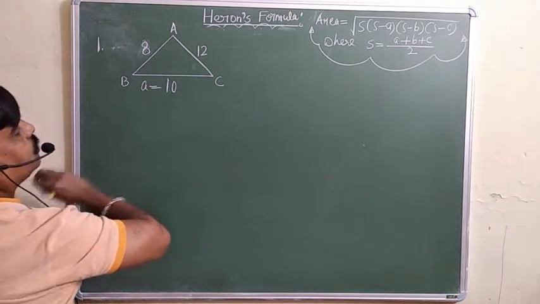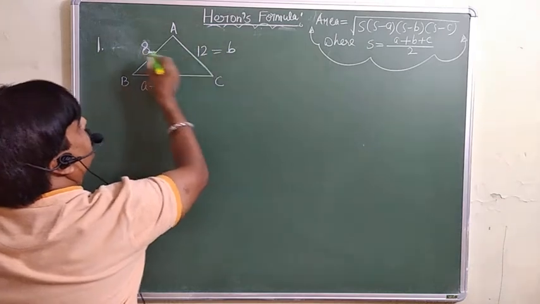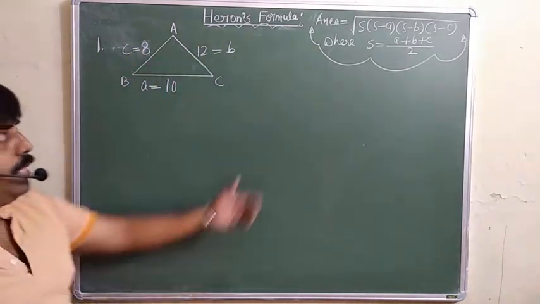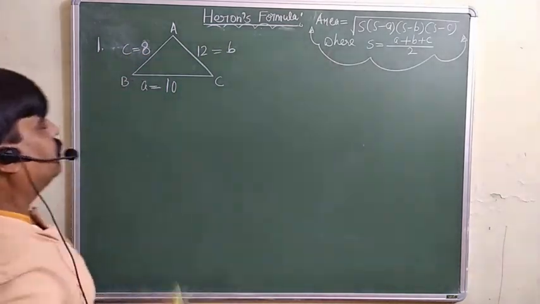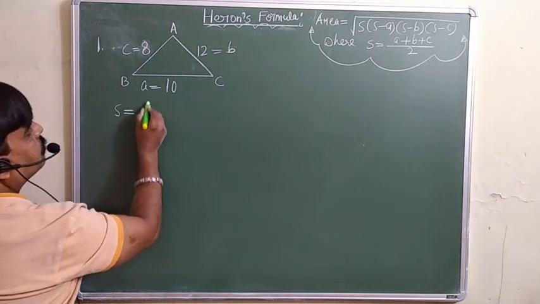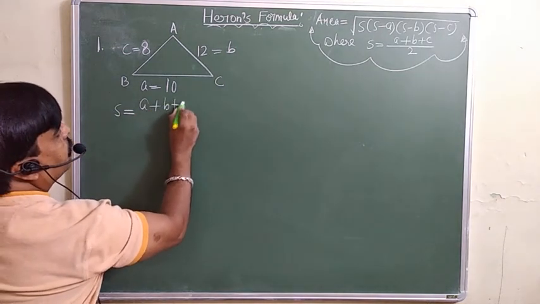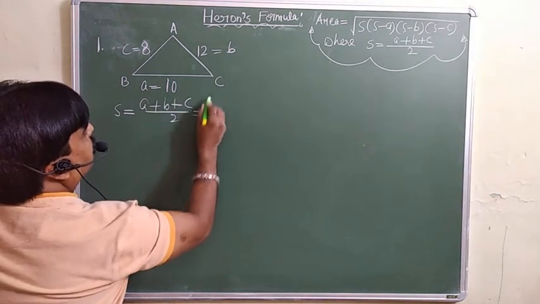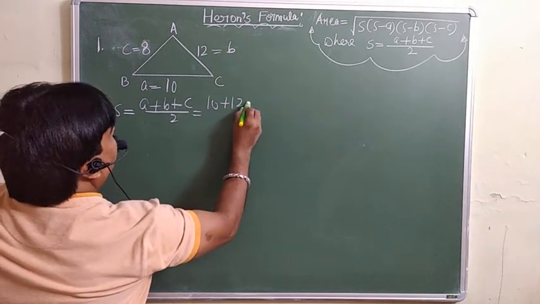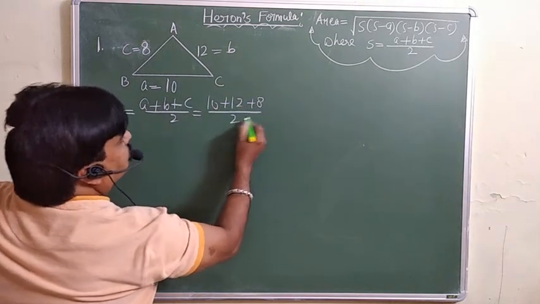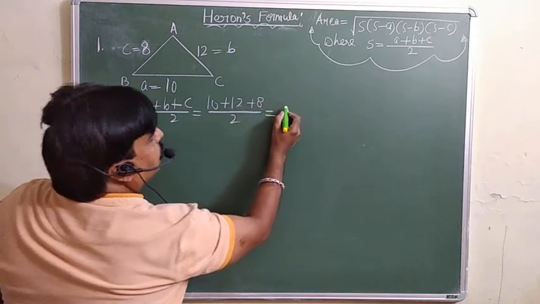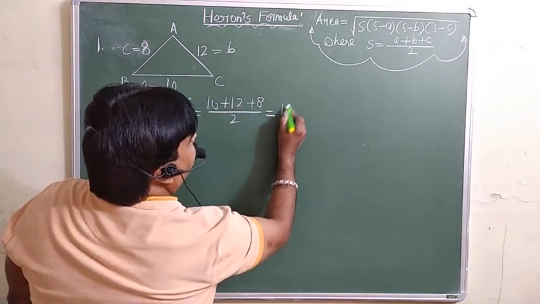So you can suppose this is A, this is B, and this is C. As usual, we will apply the Heron's formula. So you will get S is equal to A plus B plus C by 2, that is 10 plus 12 plus 8 by 2. So this is equal to 30 over 2, that is 15.